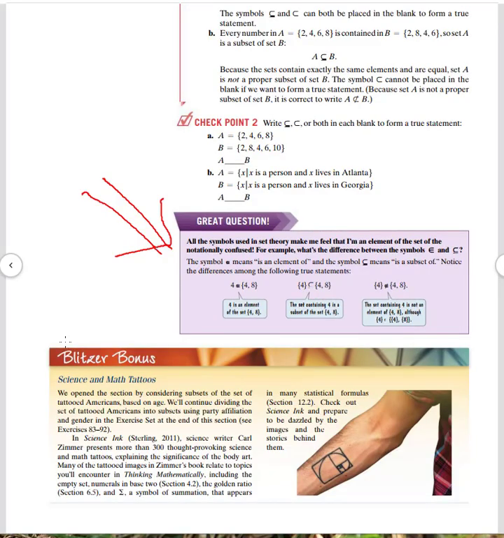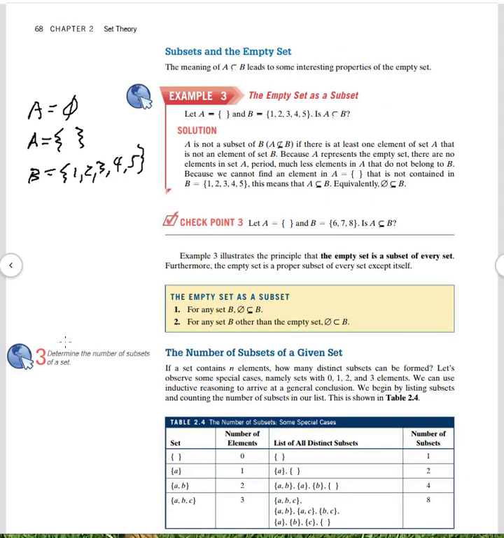Take a look at this great question. Make sure you see the difference between the symbol for element of and the symbol for subset of. The element of says, is this one thing contained in a set? The subset notation says, is the whole set contained in another set? Don't get them confused.